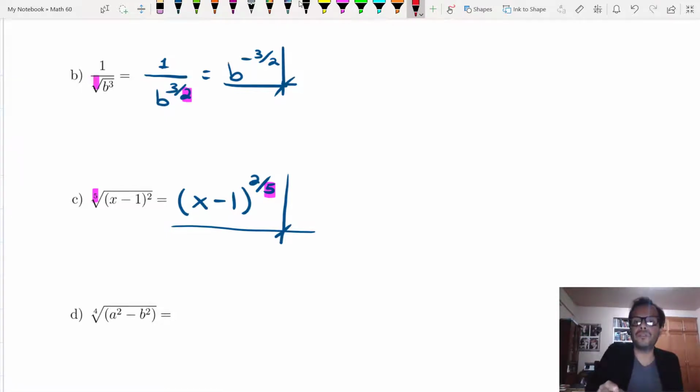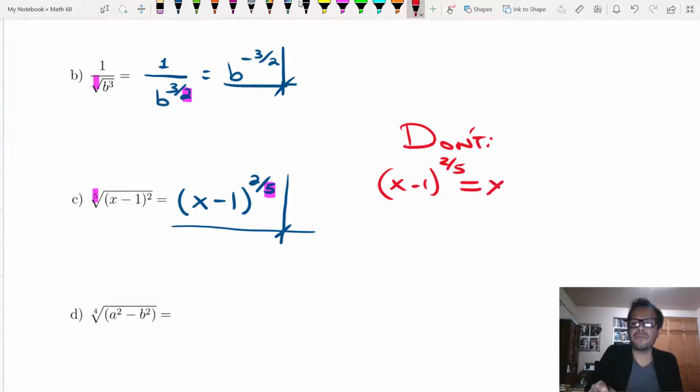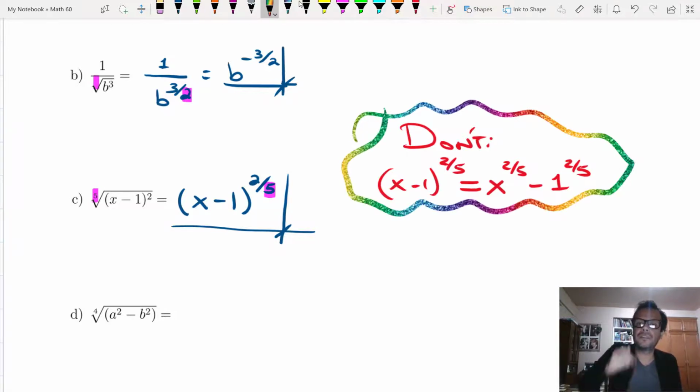This is what you don't do. x minus 1 to the 2/5 is not equal to this. Don't do that, please. In other words, we can't distribute the exponent over a sum or difference of terms. So keep that in mind. We don't do that.